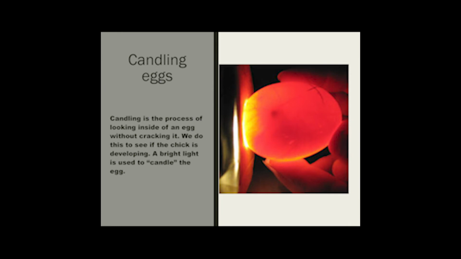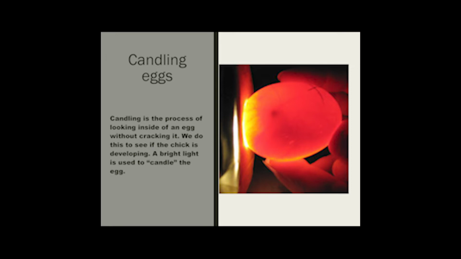Handling eggs. Candling is the process of looking inside of an egg without cracking it. We do this to see if the chick is developing. We use a bright light, and that's called a candle. In our series, we candled 7 chicken eggs. 5 of them wound up being viable. And we candled 3 duck eggs. Only 1 of them wound up being viable. Unfortunately, due to our process and because it was so early and things happen, that's why we went over our bad eggs, good eggs, things to look for. We didn't have any of our ducks hatch this time.